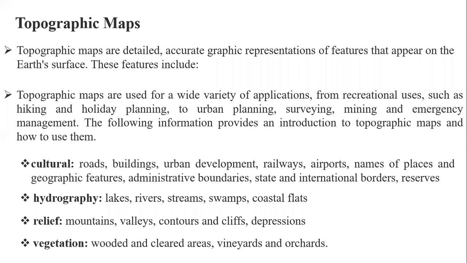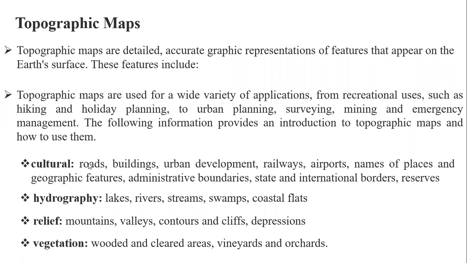Especially Chandigarh was completely planned using topographic maps, because Chandigarh is a planned city. That's why it is a very clean and neat city in India. Topographic maps are also used in surveying, mining, and emergency management, such as any disaster. The following information prevails in topographic maps: culture, hydrography, relief, and vestige. These are the three things we mostly see in topographic maps.